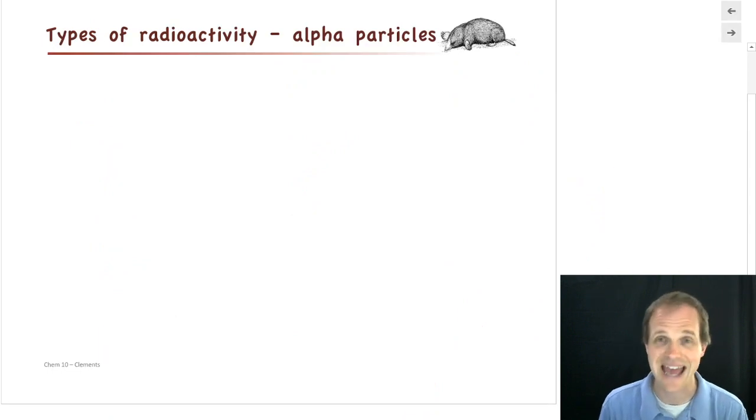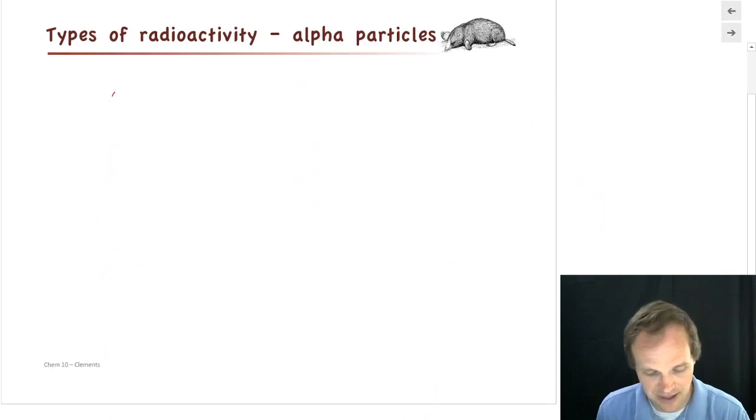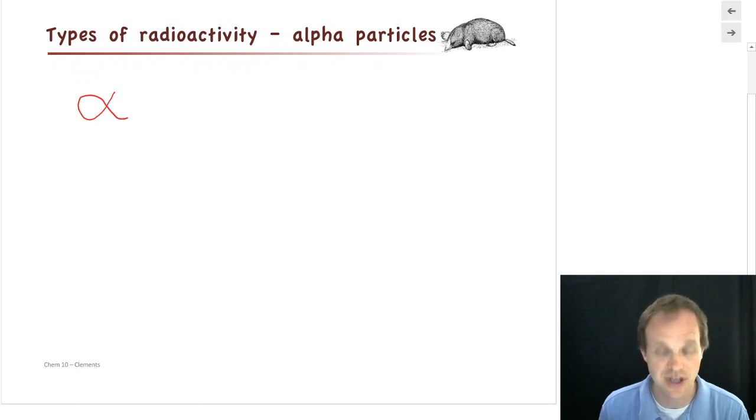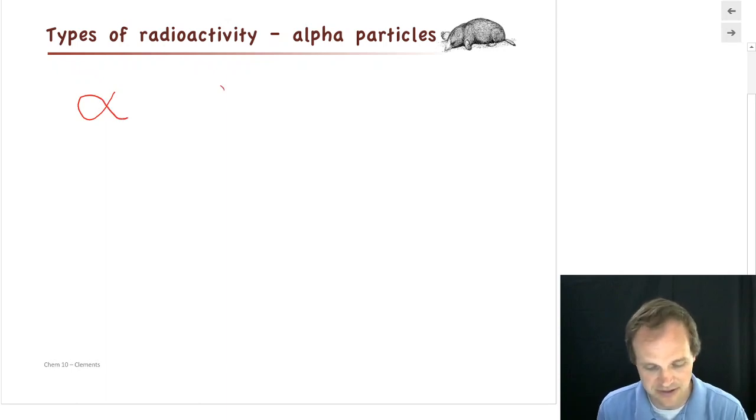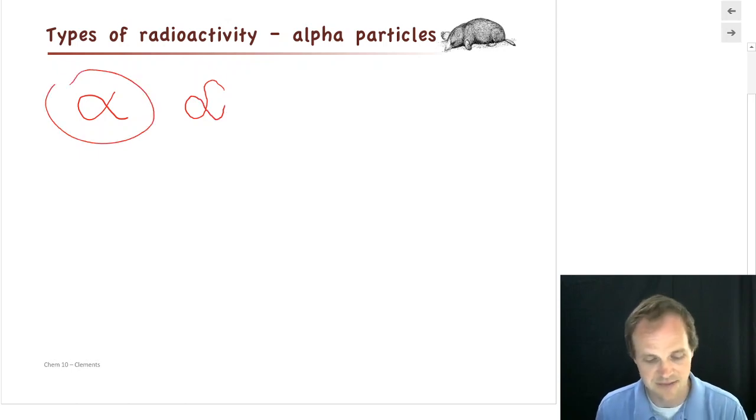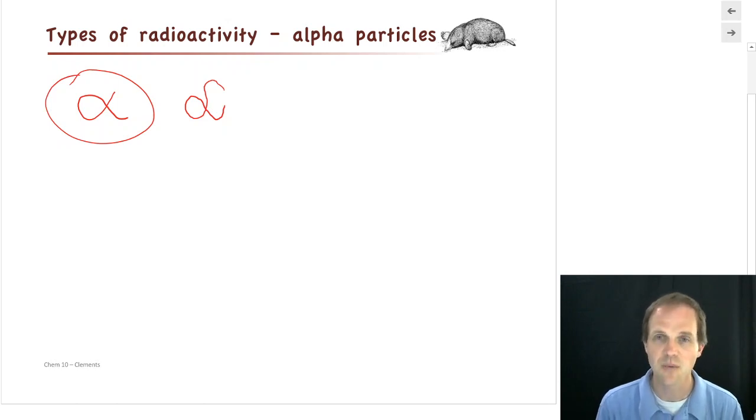First kind is an alpha particle. Now alpha, the Greek letter alpha, looks just kind of like a little fish right here. Some people will draw it a little fancier with curvies on the alpha, but I don't have good handwriting, so I just make a very simple little fish. What is an alpha particle?